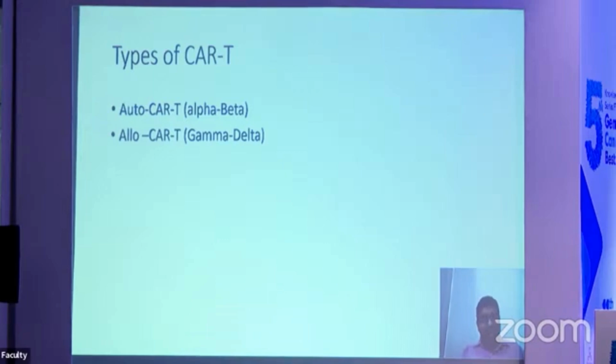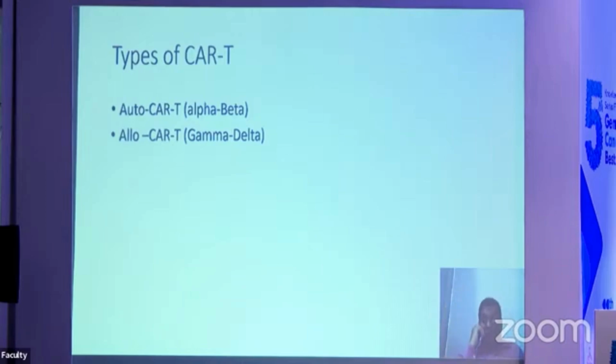Now, there's another classification of CAR-Ts. Whatever CAR-Ts I've talked about up till now are actually autologous CARs, in which it is the patient's own T cells which have been genetically modified and given back to the patient. The problem is it takes around 20 days to make these CAR-Ts. So, though it is individualized for each patient, its access is limited. You cannot manufacture and keep these CARs. Each time you have to manufacture for each individual patient.